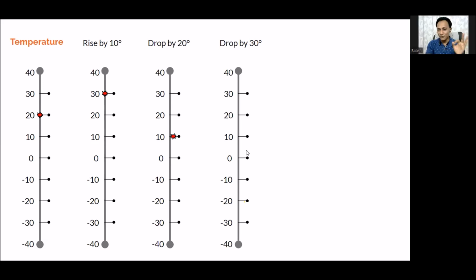See, it is straightforward. Negative 20. How is it negative 20? See, you see the scale. It is rising by 10 means from 20, rise by 10. From 20, if you rise by 10, it is 30. It is dropping by 20 means from 30, drop 10, 20. So it reached here, 10. Now it is further dropping 30. So from this 10, you have to drop 30. 10, 20, 30. So that is minus 20, right?